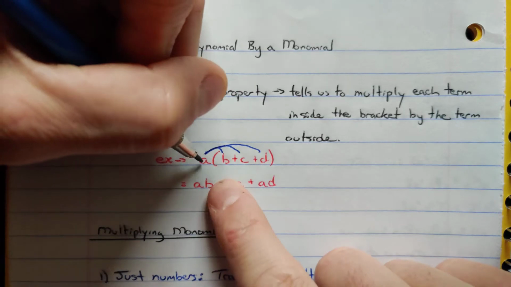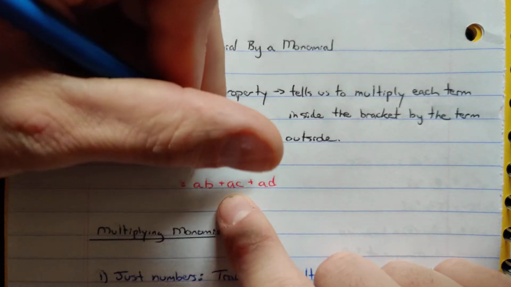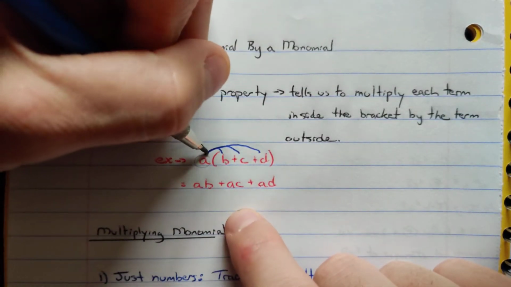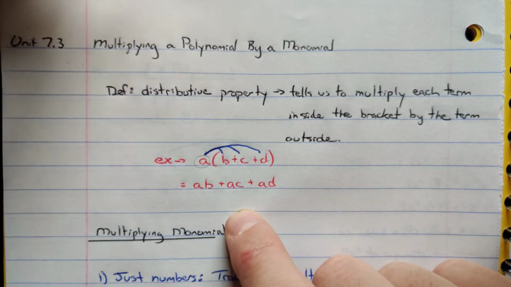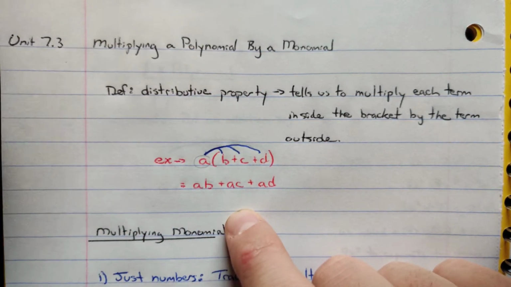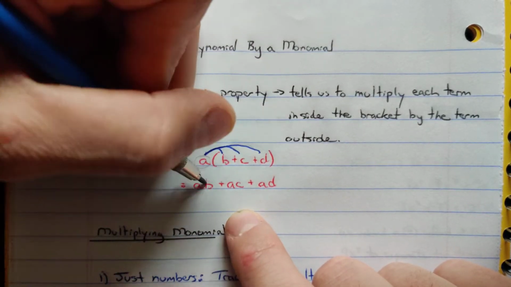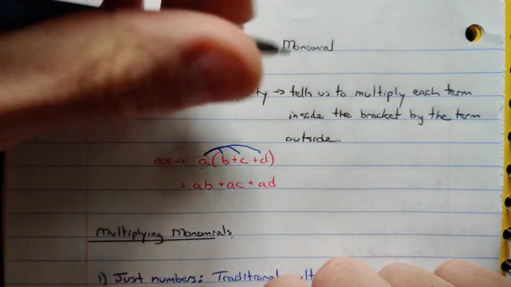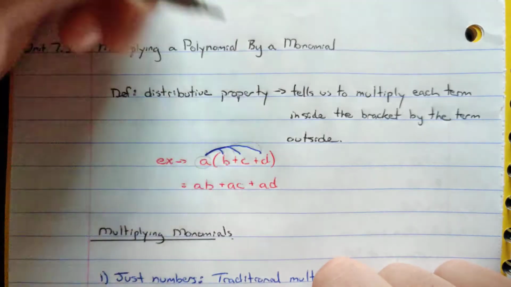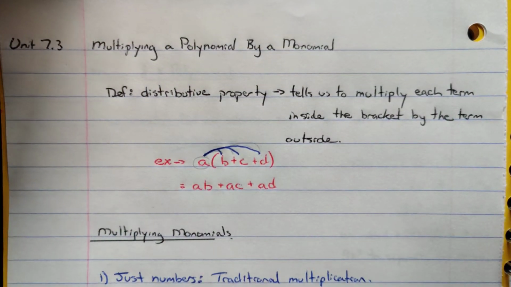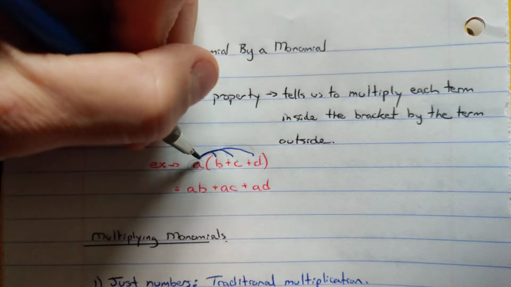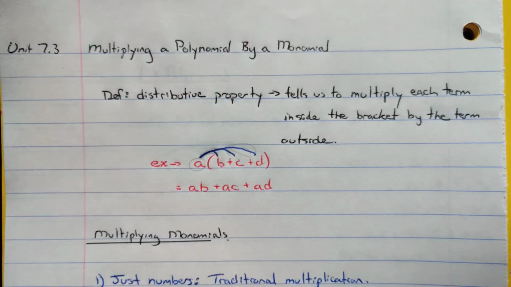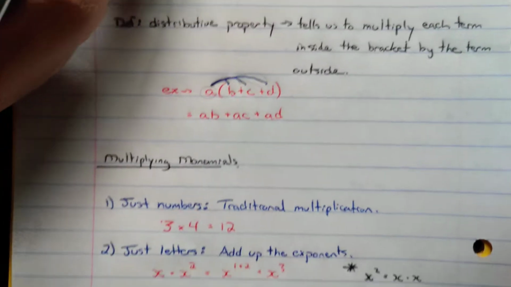So in the example here, we have a times (b plus c plus d). We're going to distribute that a to each of those and multiply all three terms inside the bracket by the a. So it's a times b, a times c, and then a times d. We like to write these arrows out, I do anyways, and many of your teachers will, just to show that we've done okay. We did ab, we got ac, we got ad, we got all the multiplications we needed to.